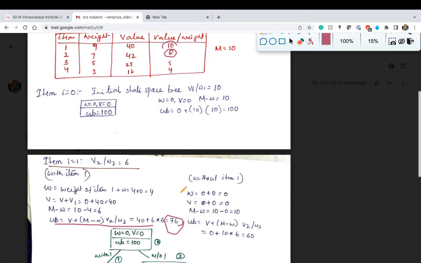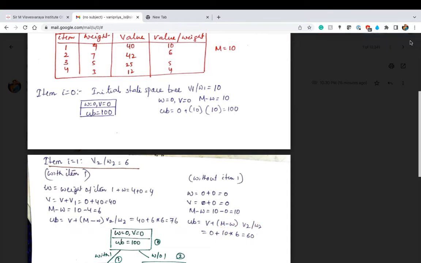What if you exclude that item? Without item 1, what will be the upper bound? So far, the previous weight was 0 and the value was 0. Since we are still not including the first item, its weight becomes 0 and value becomes 0. So W is equal to 0 and V is equal to 0. And what is the value of M minus W? M, the capacity, is 10, but W is the weight of the item, and we are not including that item, that's why we make it 0. So M minus W is 10. If you substitute here, you will be getting 60.